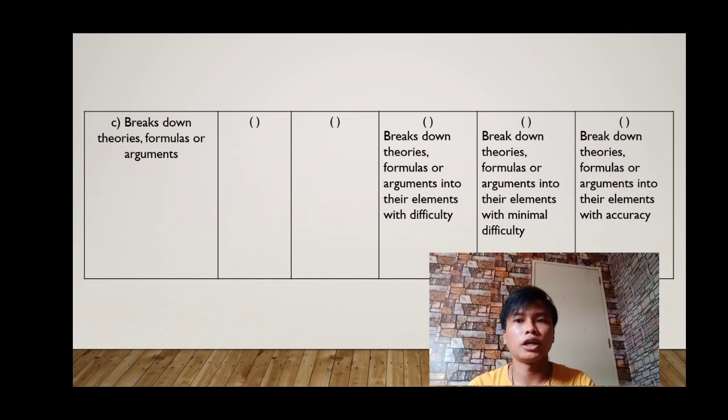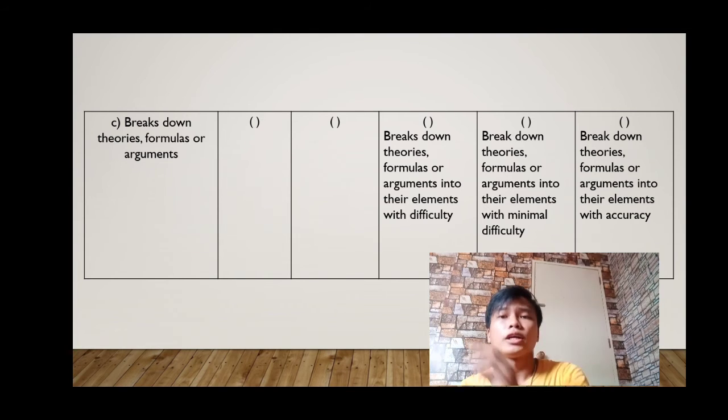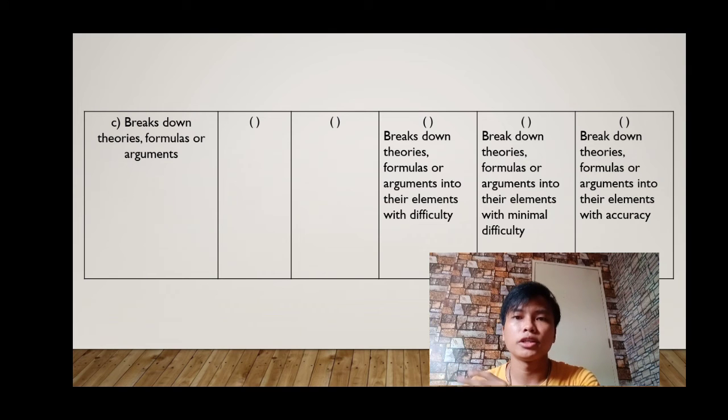So an example of this task is a matching type, where the statements say something like "this is related to" an item in column A, not just like that. So they can break down, they can classify theories or formulas into their elements, but with minimal difficulty, or they still have some difficulty, like the beginner category.